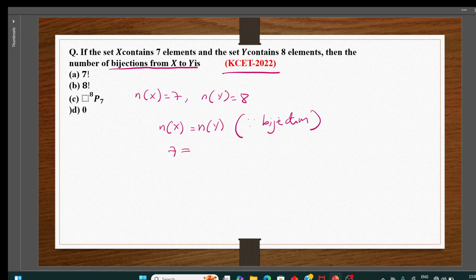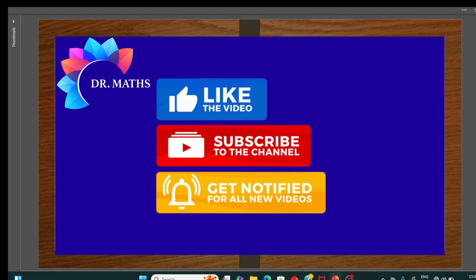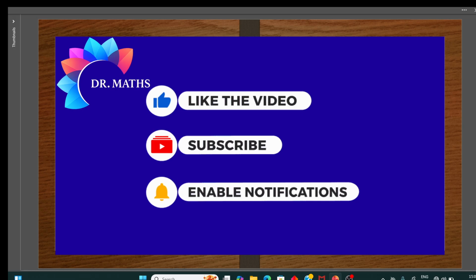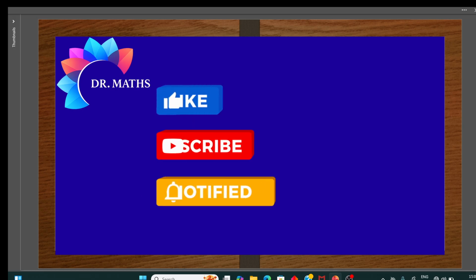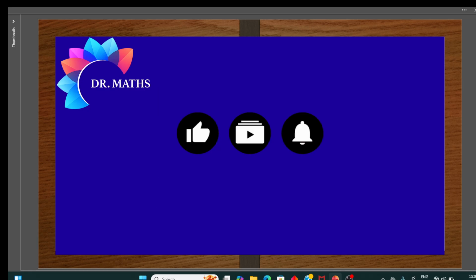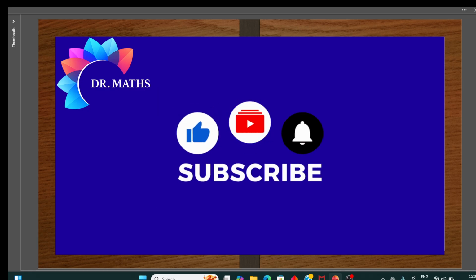But here 7 is not equal to 8. So what is the number of bijections? 0 is the answer. No bijection here. 0 is the answer. Clear? No bijective function. This question is from KCET 2022. Clear? Yes. Next.